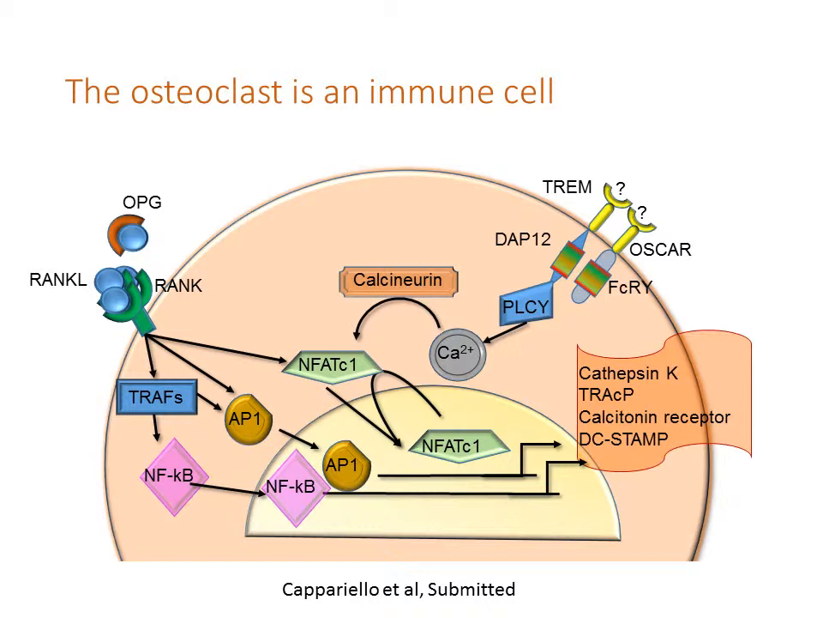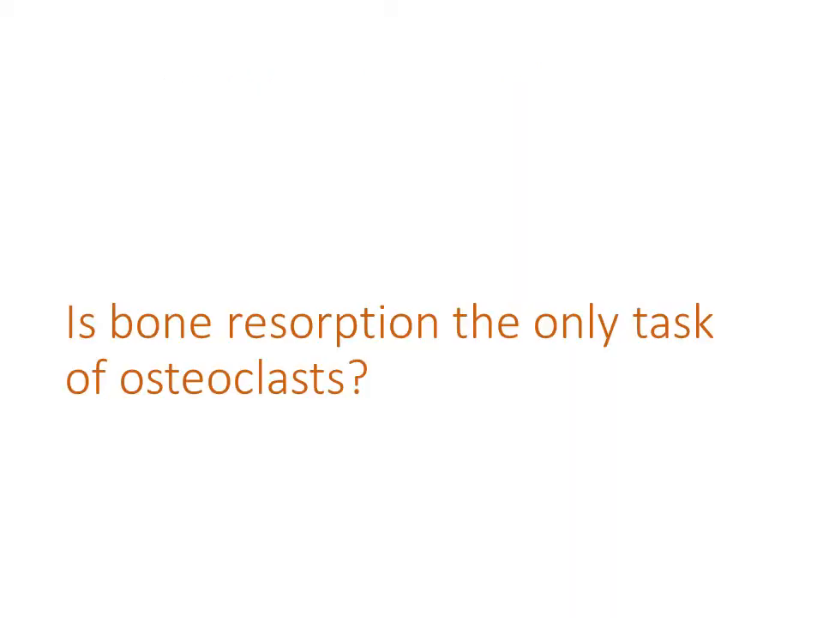This led to the conclusion that the osteoclasts are themselves immune cells because they express typical immune receptors. The question remains why we need an immune cell to resorb bone. Now, what I described to you so far deals with the bone resorption activity of the osteoclasts. But the question is, is bone resorption the only task of this cell? And my answer is no.